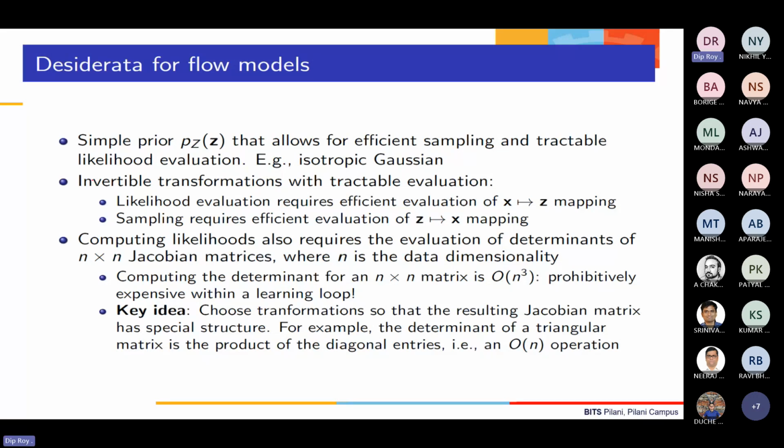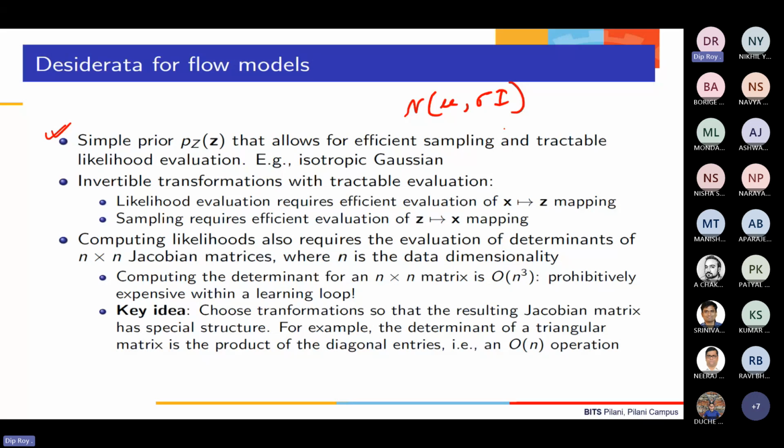So the first thing is that we need a simple prior that allows us efficient sampling and tractable likelihood. For example, an isotropic Gaussian. An isotropic Gaussian is nothing but a d-dimensional Gaussian, which is essentially written like this. So we start with a very simple distribution P of Z because we want to easily sample from it, and we want a tractable likelihood.